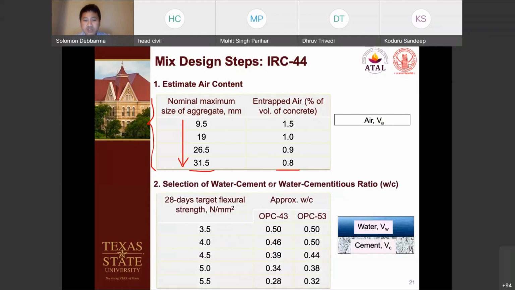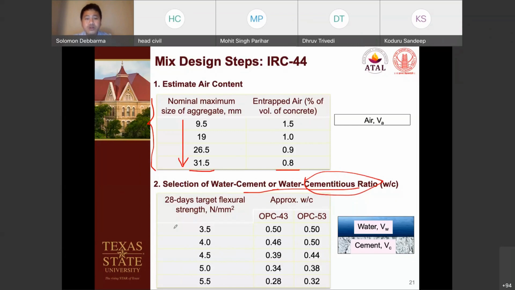And then the next step is we have to calculate the water cement or the water cementitious ratio. Like I have mentioned, if the engineer wants to use some mineral admixtures like fly ash or silica fume, the amount of fly ash added should also be considered in the cementitious ratio. So it is not just water and cement, but water to cement plus fly ash, silica fume, or GGBS, and so on.